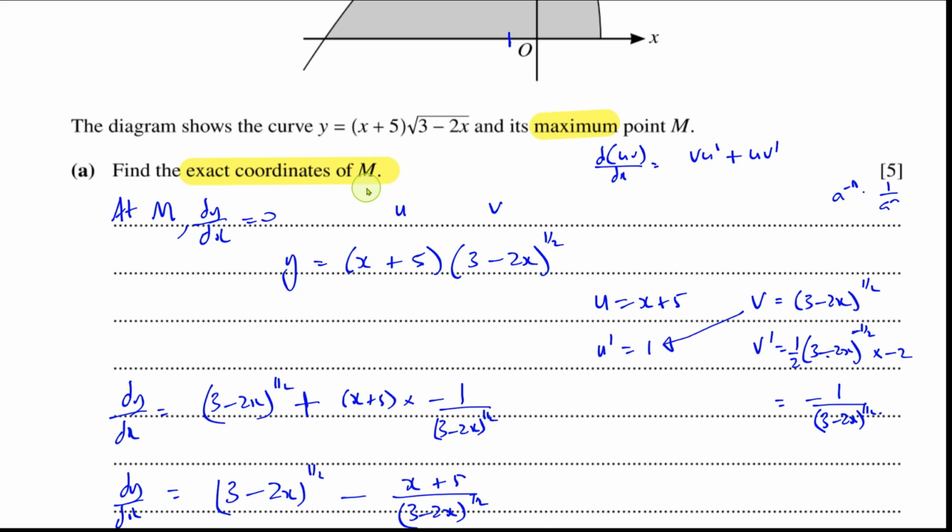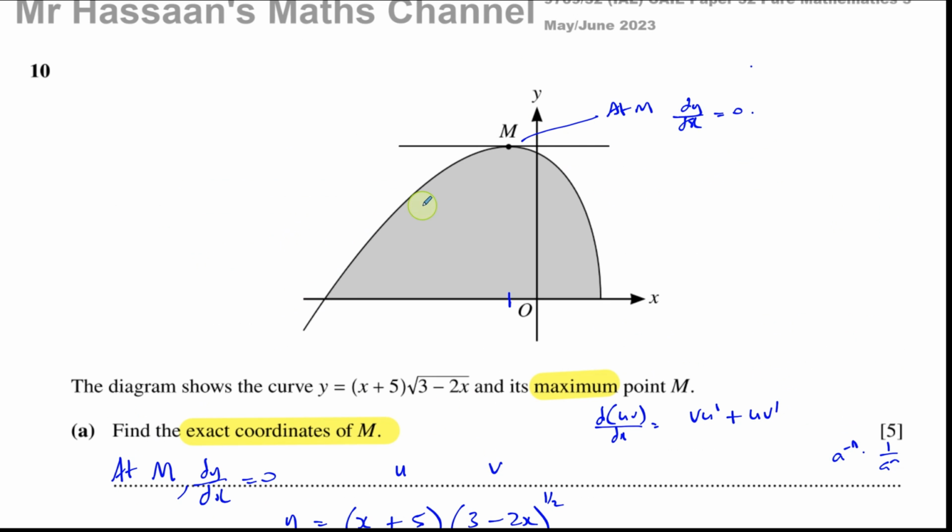Now 10b is a separate question, all about integration, integration by substitution, which I'm going to save as a separate video to be able to classify my videos according to topic. So that will be in a separate video.